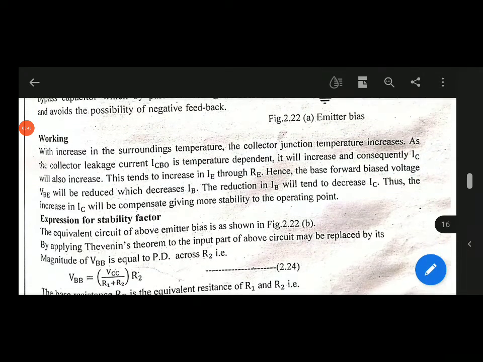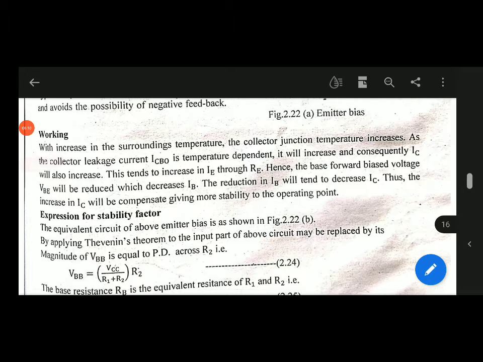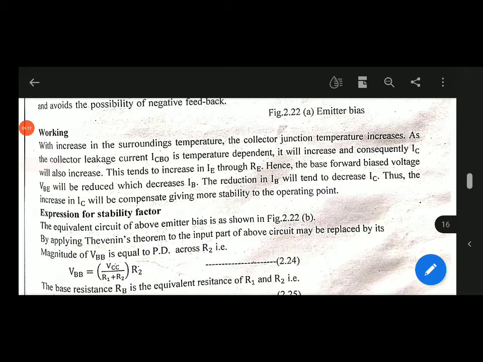Now we see the working. With an increase in the surrounding temperature, the collector junction temperature increases. As the collector leakage current ICBO is temperature dependent, it will increase and consequently IC will also increase. This tends to increase IE through RE. Hence the base forward bias voltage VBE will be reduced, which decreases IB. The reduction in IB will tend to decrease IC. Thus the increase in IC is compensated, giving more stability of the operating point.